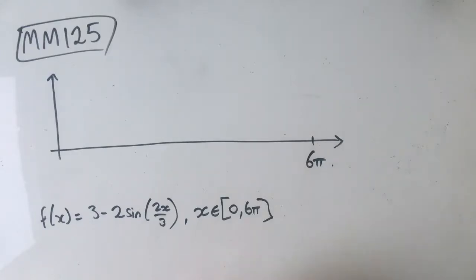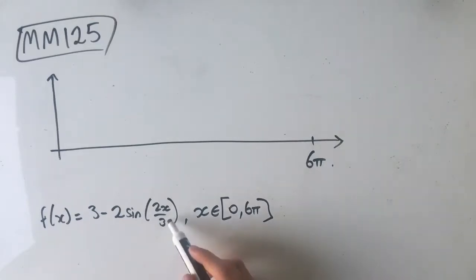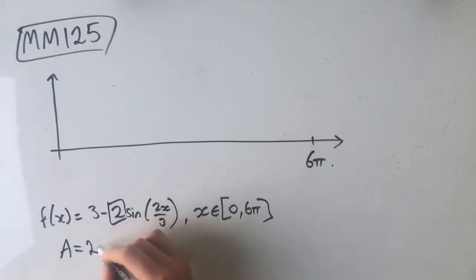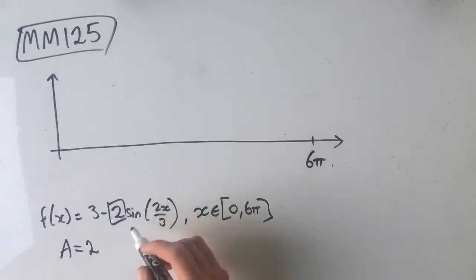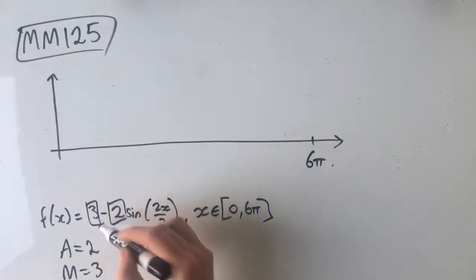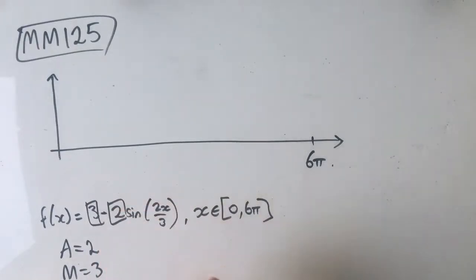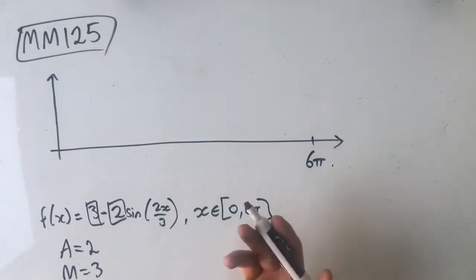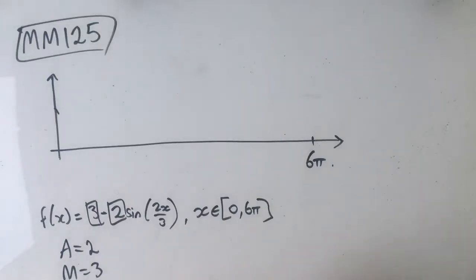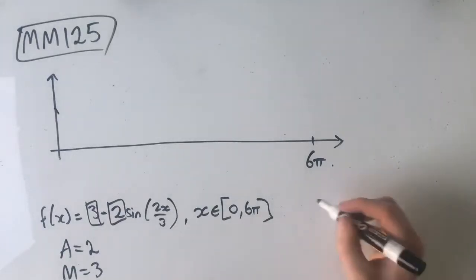So first things first is to work out our period, amplitude, and midpoint, and any horizontal translation if we have it, which in this case we don't. Our amplitude to begin with is 2. That's our number out the front of our sine. Our midpoint is 3 because that's the number that's by itself here. This negative tells us that the graph is negative, funnily enough, which means that it's going to start by going downwards.